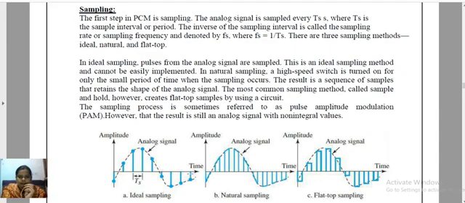There are three types of sampling, which we need not discuss: ideal sampling, natural sampling, and flat top sampling. But simply we can say sampling is a collection of samples at a particular time interval or sample period. Taking some samples of the signal at the same interval, that is called sampling.